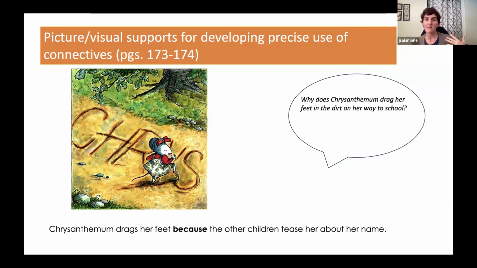So students are reading the text Chrysanthemum, and we want to get at that causality. Why does Chrysanthemum drag her feet in the dirt on the way to school? When we think about these activities, providing students with the opportunity to respond orally is a great way. Why does it happen? Why does she do this? Well, she drags her feet because the other children tease her about her name. And so she's taking her sweet time getting to school that day.